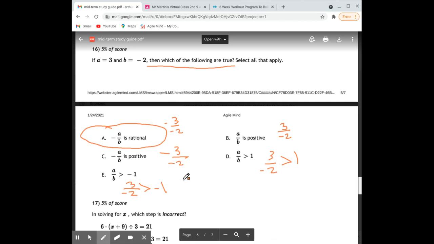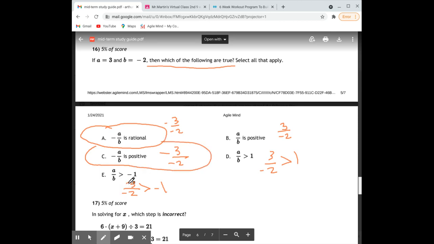All right, so since we've done this, let's look at C. Would a negative divided by a negative be a positive? No. Or it would, yeah. It would. Isn't that what we just talked about? Yes, it would. So a negative divided by a negative will be a positive.